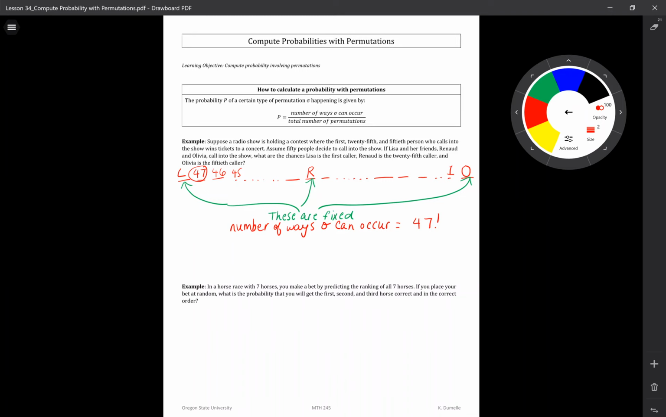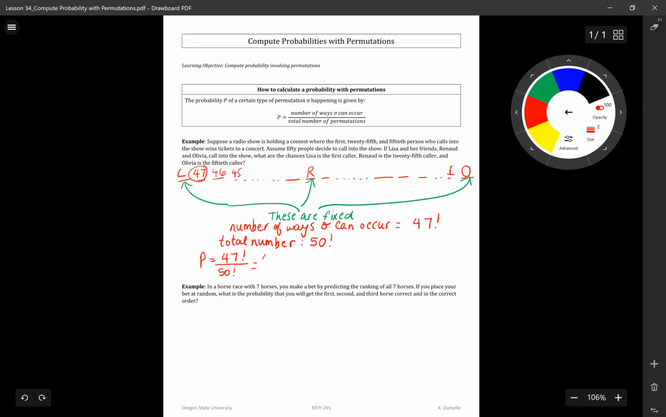And then what about the total number of permutations? Well, again, this is the multiplication principle. If I ignore the situation that I want to occur, and I just think about how many different ways there are for 50 people to call into a show, that is 50 factorial, right? There are 50 possibilities for the first person, 49 possibilities for the second person, and so on and so forth, all the way until the last person, where there's only one possibility. So then according to my formula here, the probability is 47 factorial over 50 factorial.